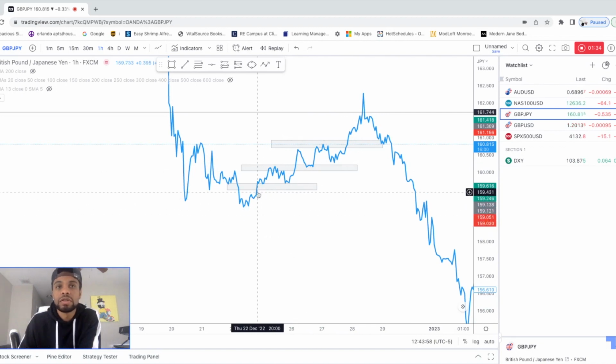Again, as a reminder, once it goes through, it doesn't count as a higher high until it passes that previous high mark, or that high point. So until it passes that, it is not considered a higher high.